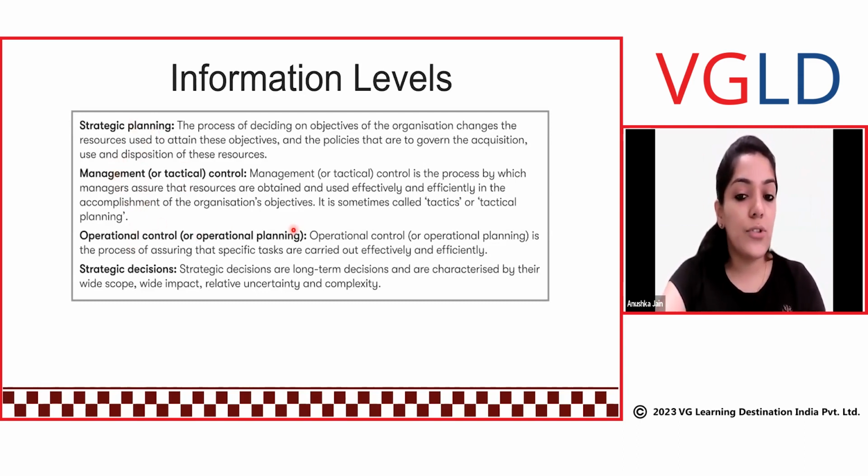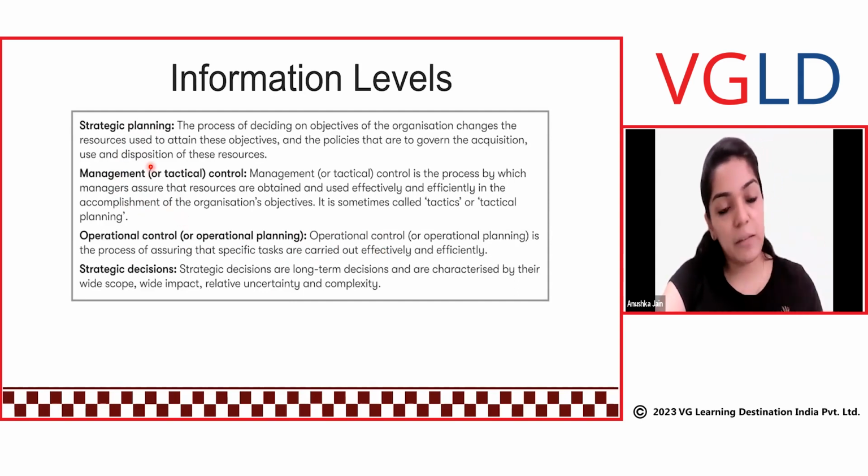So operational control is the process of assuring that specific tasks are carried out effectively and efficiently, that specific techniques which are laid down as a standard are followed on a routine basis so that the functioning, the hygiene of the company is maintained. That is operational control. Okay.